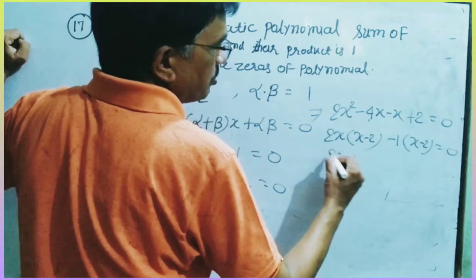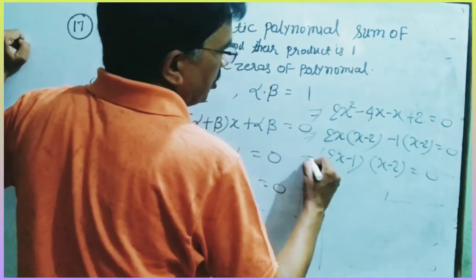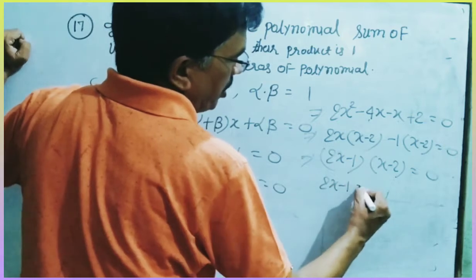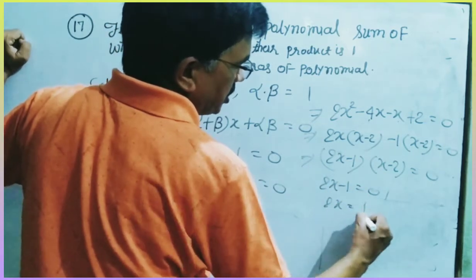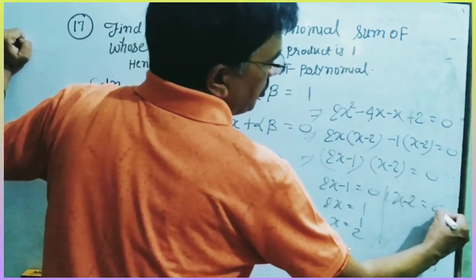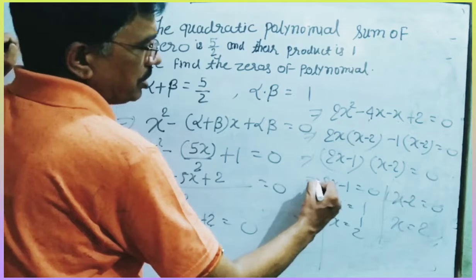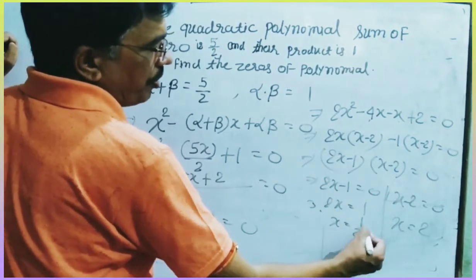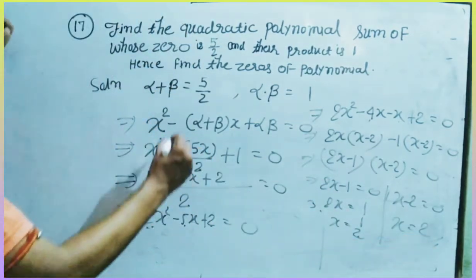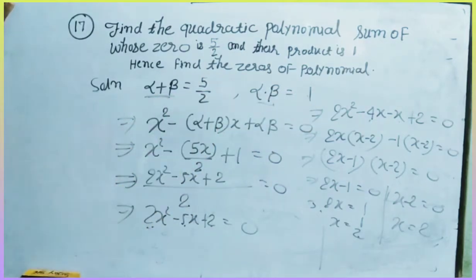So 2x minus 1 and x minus 2 is equal to 0. It is 2x minus 1 is equal to 0, then 2x is equal to 1, then x is equal to 1 by 2. And x minus 2 is equal to 0, then x is equal to 2. So the zeros of the polynomial are 1 by 2 and 2. Your question gave the sum of the zeros and the product of the zeros, and you can find it.